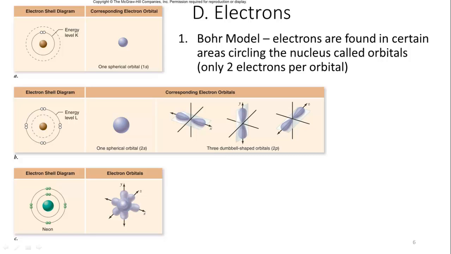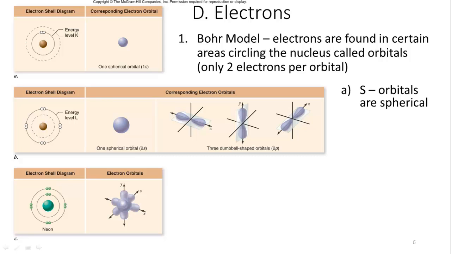All right, electrons have certain behaviors, certain paths in which they orbit the nucleus. So it's not actually round, as you can see in the electron shell diagram and some of the other ones we've already seen. They're actually shaped in a specific pattern. The Bohr model shows electrons found in certain areas circling the nucleus, and these are called orbitals. There's only 2 electrons per orbital.